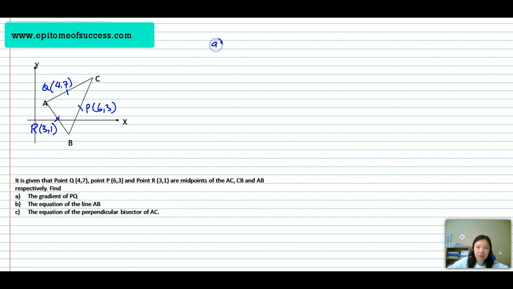So let's write them here, (a). The gradient of PQ is equal to, using the formula y2 minus y1 over x2 minus x1, 3 minus 7 over 6 minus 4. That's negative 4 over 2, giving you negative 2. Done. A 1 mark question.